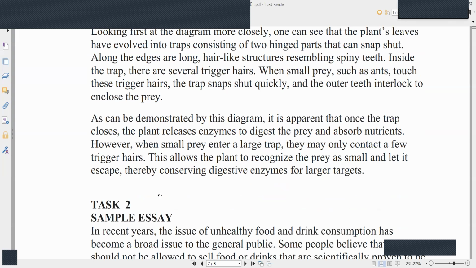As can be demonstrated by this diagram, it is apparent that once the trap closes, the plant releases enzymes to digest the prey and absorb nutrients. However, once small prey enter a large trap, they may only contact a few trigger hairs. This allows the plant to recognize the prey as small and let it escape, thereby conserving digestive enzymes for larger targets.